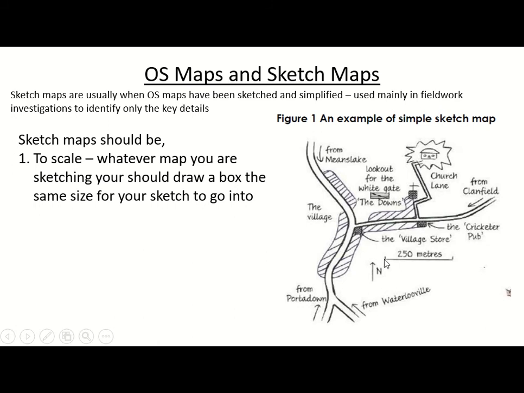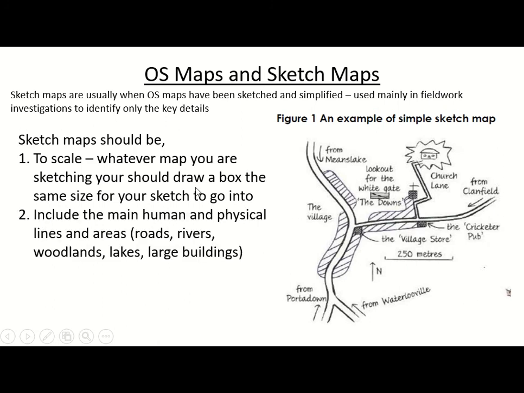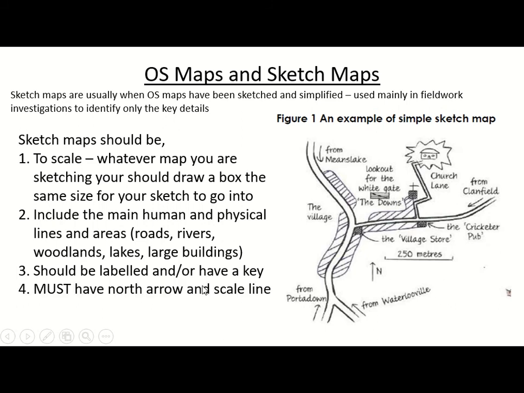You should also have a north arrow every single time. Luckily for you, OS maps are always northwards at the top of the map as you read it. So if you're using an OS map, you can just assume that north is up. So the first thing you should do is draw a box to the same size as your sketch, and then include the main human and physical features, so main lines essentially. Once you've done that, you label it, you add a key, and make sure you've got your scale and north arrow in there. Must have north arrow and scale line.